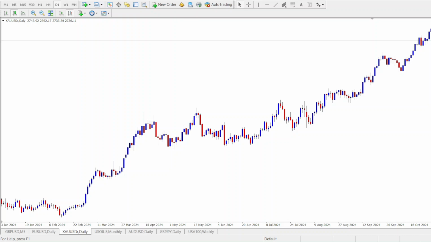All right, now let's dive into some of the best trend following indicators for Forex traders. And the first we are going to be looking at is the moving averages. So we're just going to load the moving average to our chart.